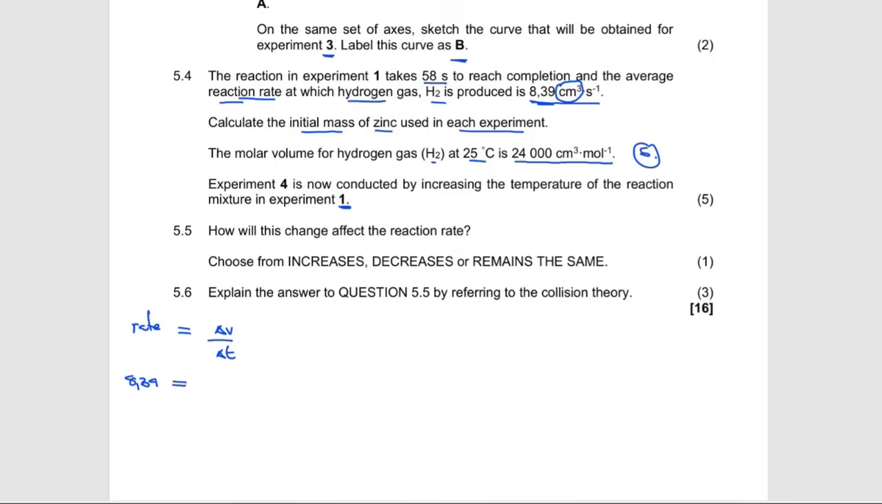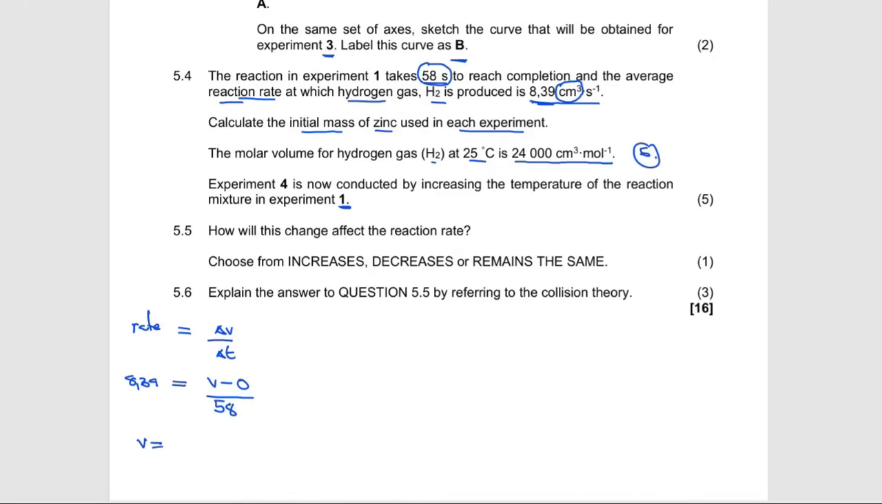So now the initial was what? Delta V means final minus initial, so it's V minus initial, which is 0, all over the change in time. The change in time, we were told it takes 58 seconds. Therefore, all over 58. Then to proceed, I'm supposed to calculate our V.